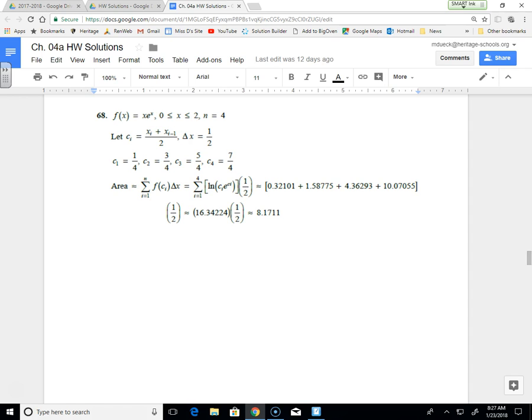Okay, what was going on in number 68? They give you a function, they give you an A and B, and they give you an N, true? Now they're showing all sorts of crazy notation up here. But the long story short of it is that they gave you the particular values, the x values, to use in your rectangles. This is similar to if they're giving you something like a table.